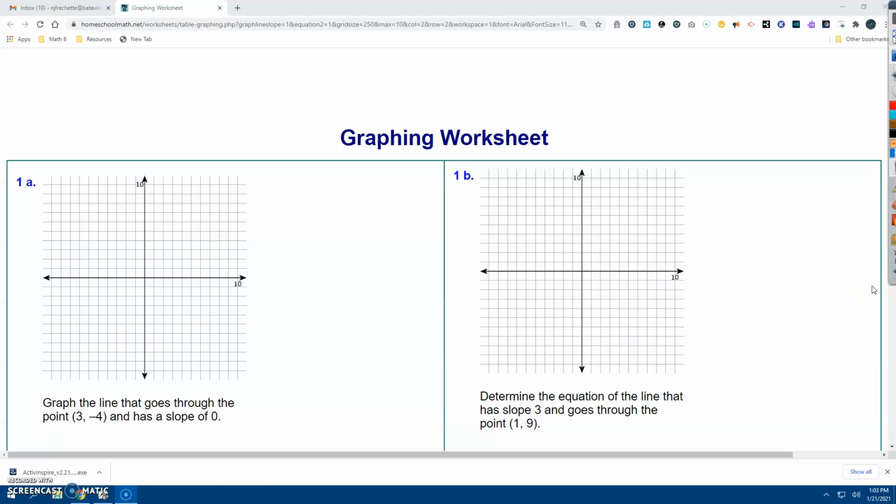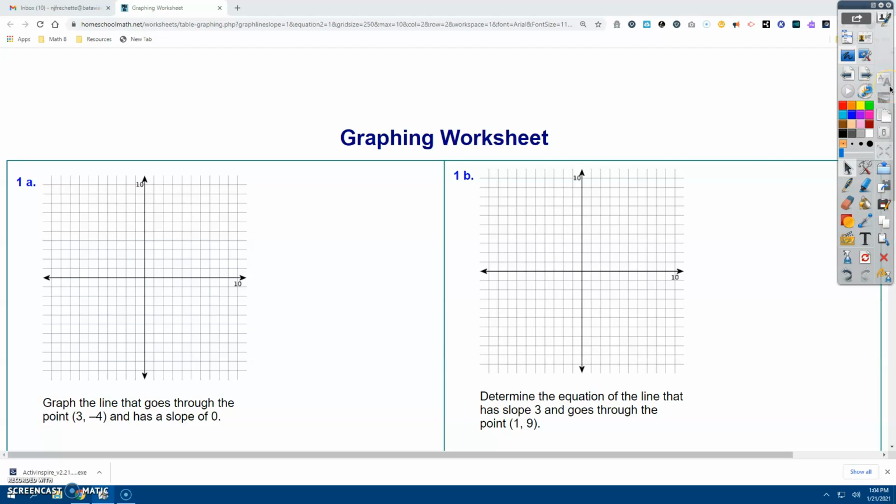Afternoon, Math Superstars. Okay, we are going to do a quick review of slope, or how to graph a line when you're only given one point and a slope. So, a little bit of review here first.